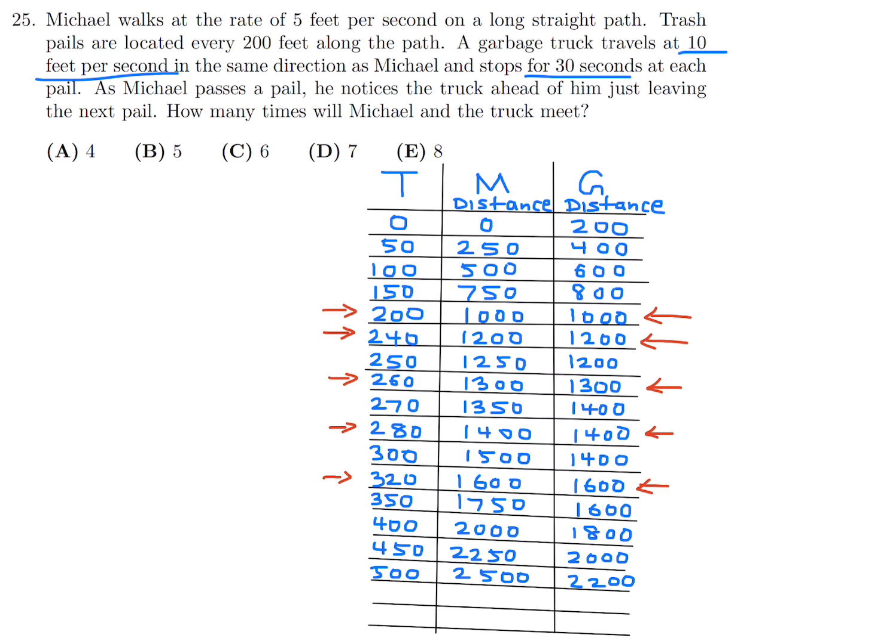How many did we get? We got 1, 2, 3, 4, 5 of them. All right, so that's painful in my opinion. And therefore, number 25, the answer is B.